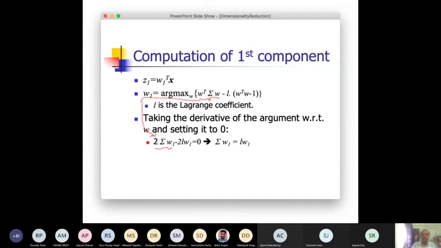That is what you are having here: 2 sigma W, and also 2W, right? At W1, where you are trying to get a maximum, the derivative should be equated with 0. So you get this equation, and finally this is the form of your equation. Is it clear? This is a very familiar form in linear algebra.